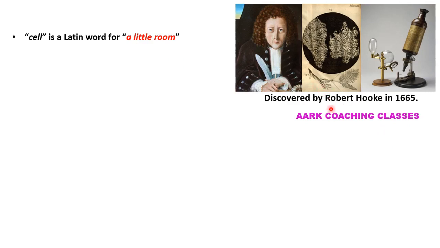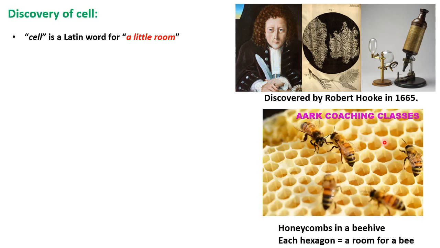He observed cork cells. He observed a thin slice of cork in which he saw some honeycomb-like structures. Right? This was his handmade microscope. Now, honeycomb-like structures. If you can imagine a beehive, you will see several honeycombs in it. Each hexagonal structure is kind of a room for a bee. So you can see here honeycomb-like structures.